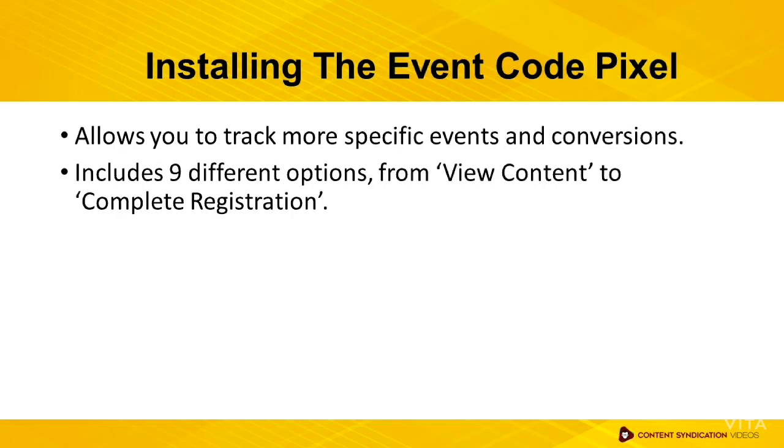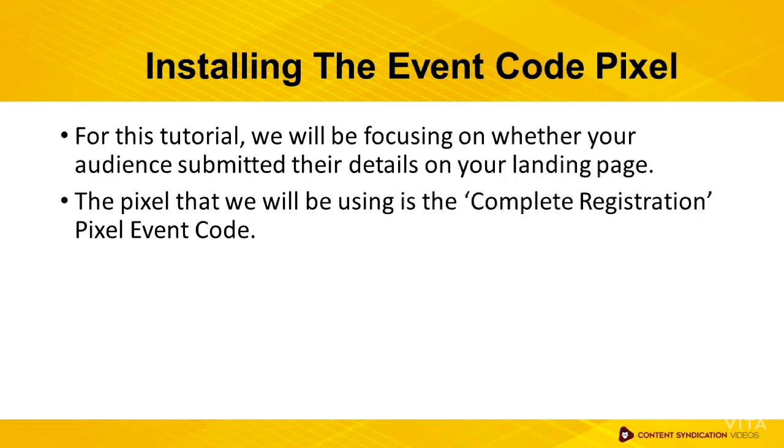The next step is to install your second pixel, which is the Facebook Pixel Event Code. The event code allows you to track more specific events and conversions, where it included 9 different options from view content to complete registration. For this tutorial, we will be focusing on tracking whether your audience submitted their details on your landing page, where we will utilize the complete registration pixel event code.